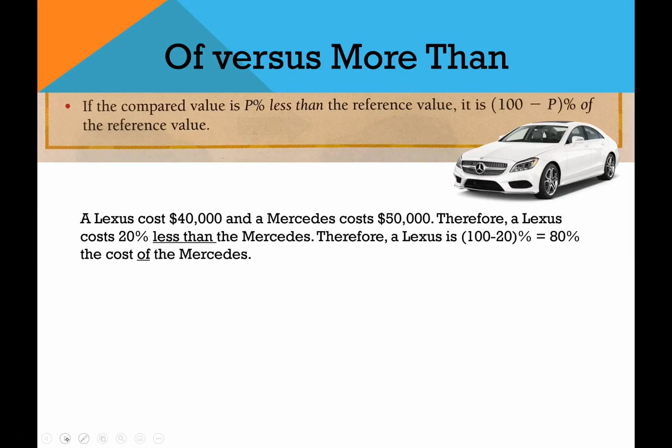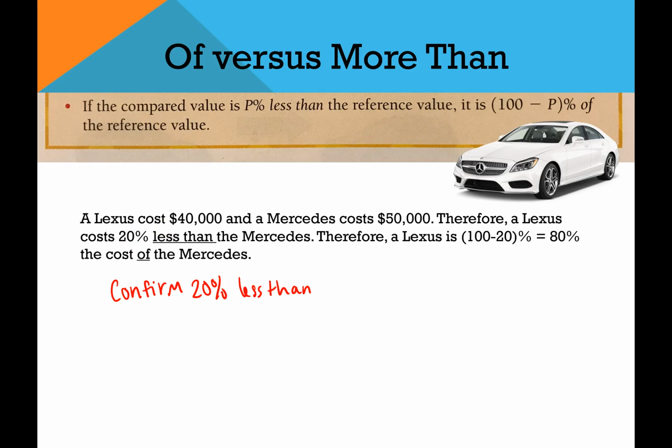A Lexus costs $40,000 and a Mercedes costs $50,000. Therefore, a Lexus costs 20% less than the Mercedes. Therefore, a Lexus is 80% the cost of a Mercedes. I've basically given you the answer here, but I'm going to confirm that this is true. Let's confirm that it is 20% less than. As soon as you see more than or less than when there's a percent involved, this is going to be the relative formula, that new minus old over old.